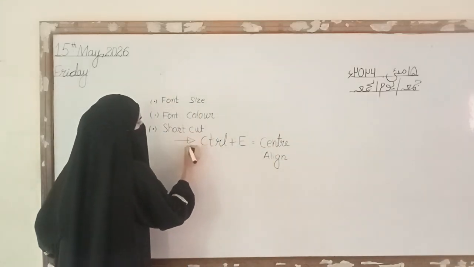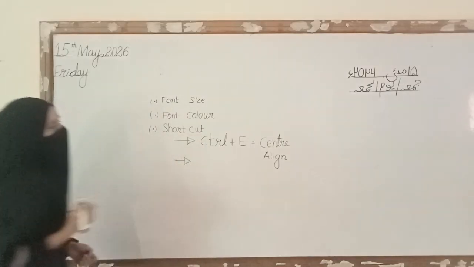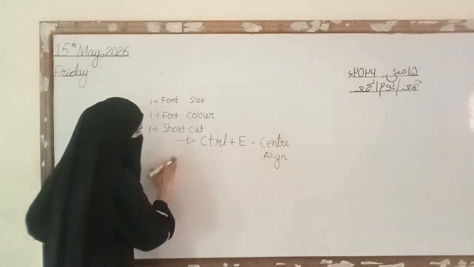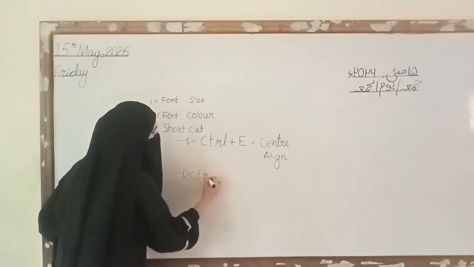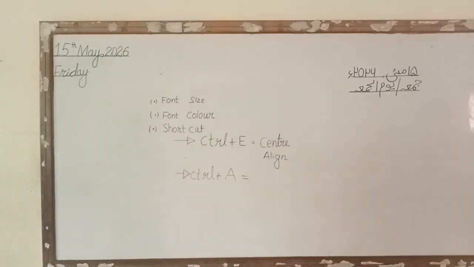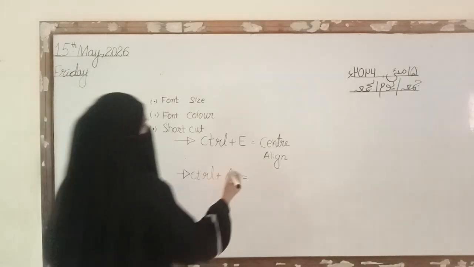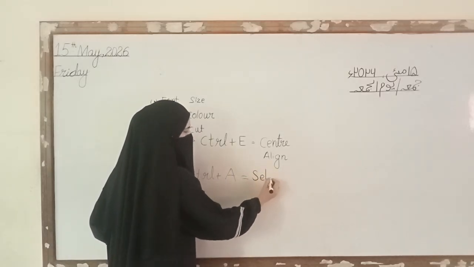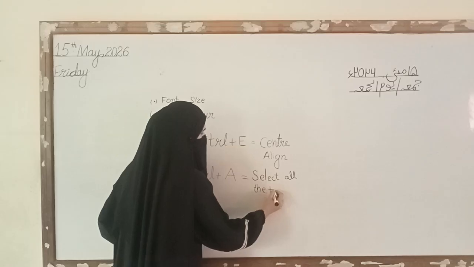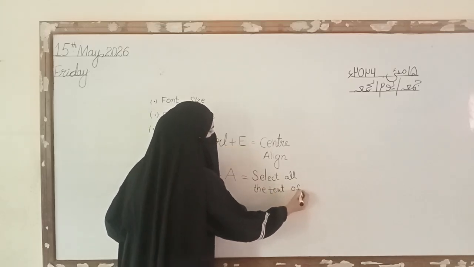Who will explain which shortcut we have used in the next step? Abdul Hadi? We have used the Control A shortcut key, Control plus A. And what is the function of the Control A shortcut key? Daniel, can you please explain? Well done, Daniel. The use of Control A is to select all the text of a document.